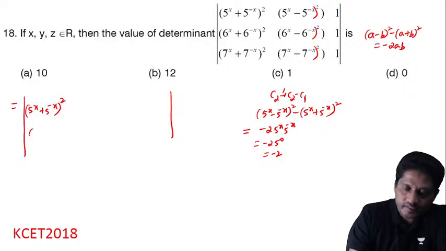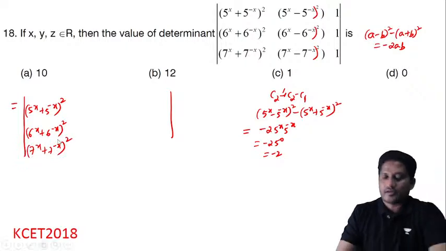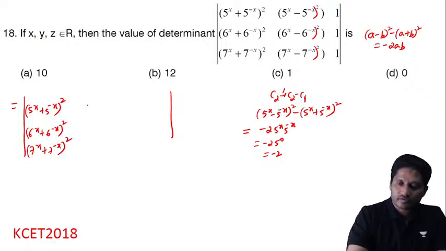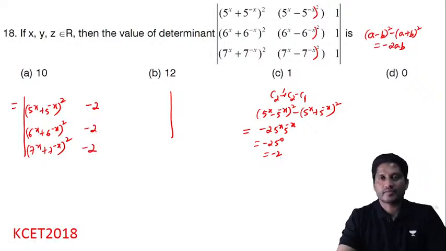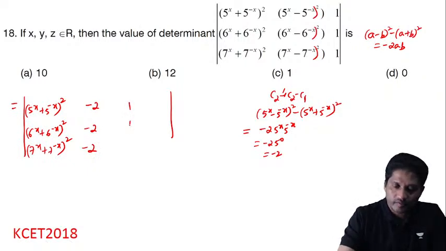The next one I'll keep as it is, 6 power x plus 6 power minus x the whole square. This is 7 power x plus 7 power minus x the whole square. Right, now if I subtract, this is minus 2. Similarly, this will be minus 2, this is minus 2. What I did here, do the same thing for 6 power x and 7 power x. It should be equal to 1 1 1.